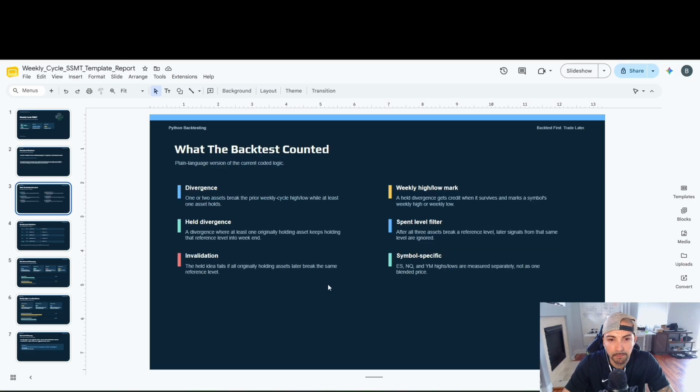Okay, so this backtest, here is the logic of it. This time, there is no trade execution. This is just for data purposes. What I was looking to accomplish with this script was to see how often the weekly high or low is put in when we have a weekly sequential SMT.